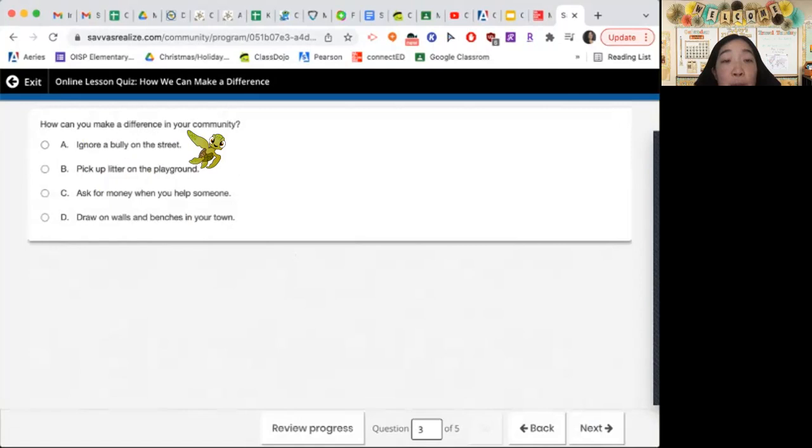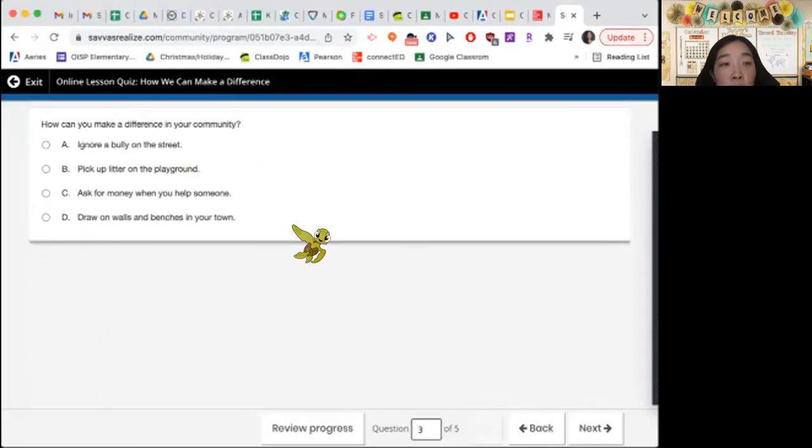How can you make a difference in your community? You can ignore a bully, pick up litter on the playground, ask for money when you help someone, draw on the walls and benches in your town. Pick up litter on the playground. What is litter? Does anyone know what litter is? Trash.